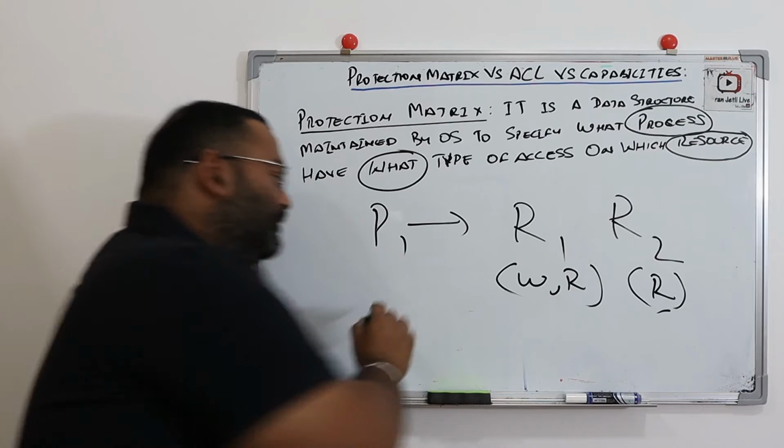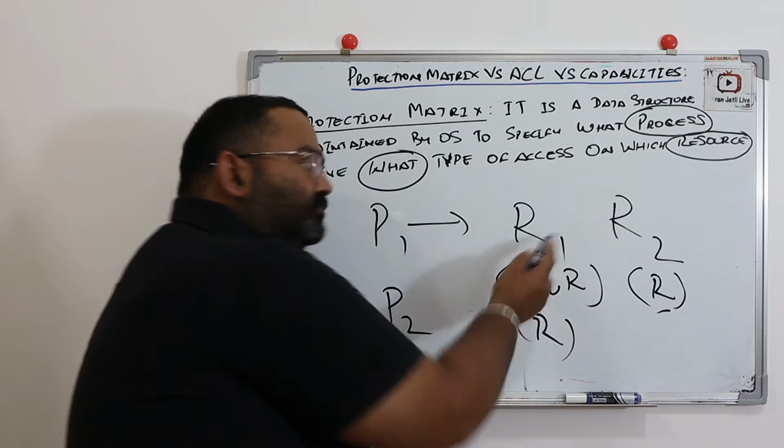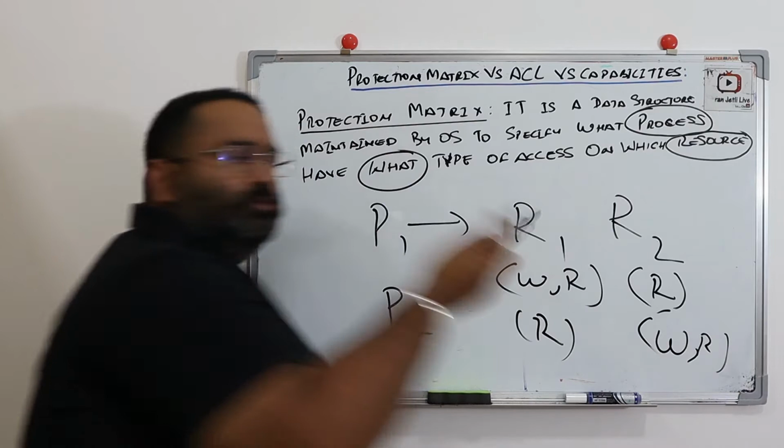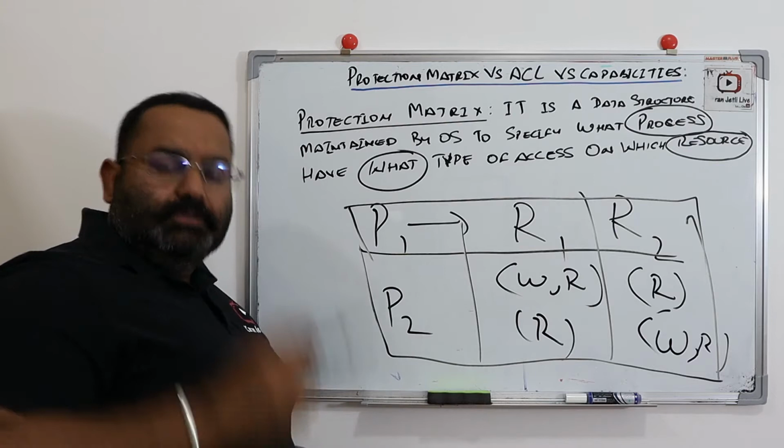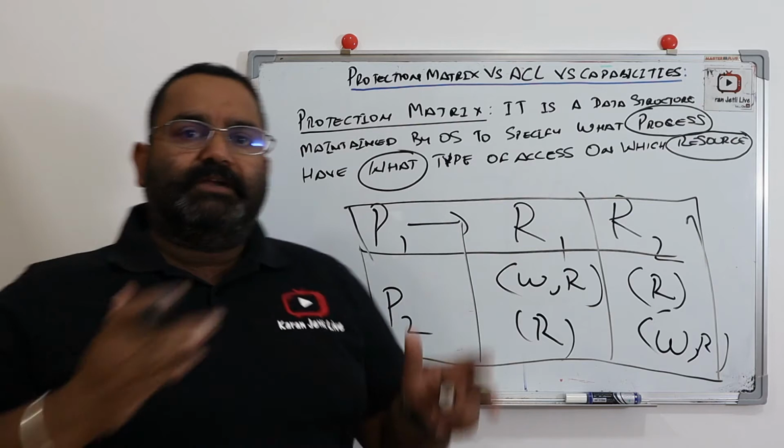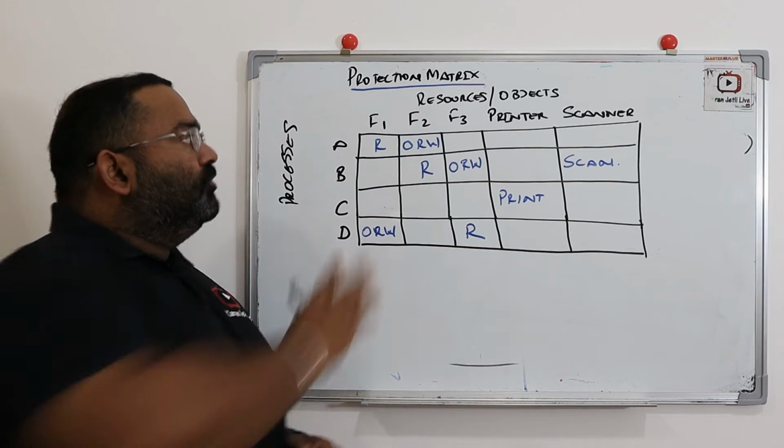For example, we have another process P2. It has only read access on R1, and it has read and write access on R2. Okay, so when I maintain them in the form of a matrix, we call it a protection matrix. So guys, in the next part of the video, I will make a detailed protection matrix to make it more clear to you. Now guys, if you look at this, this is a typical protection matrix.